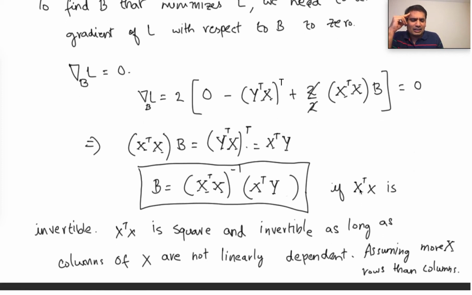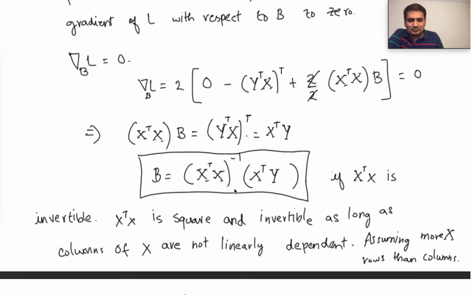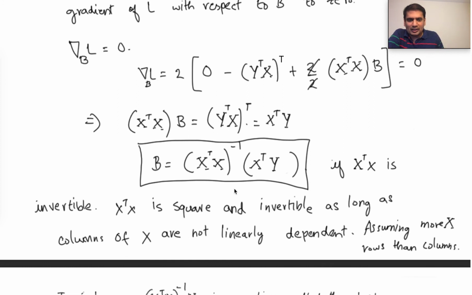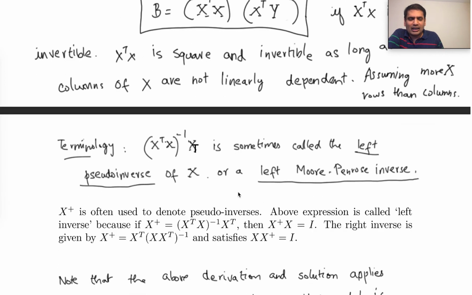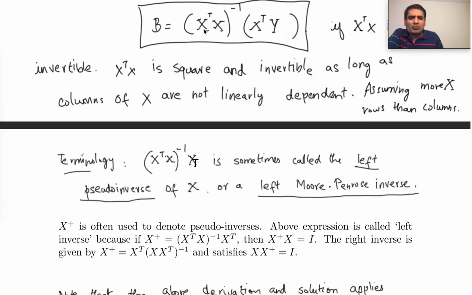And it turns out that x transpose x is a square matrix, whatever size or shape x is, and it will be invertible as long as the columns of x are linearly independent. And this formula assumes that x has more rows than columns. Okay, in other words, more data points than there are inputs. Okay, just a brief note. We are pre-multiplying this y quantity with this quantity. This quantity is sometimes called the left pseudo-inverse of x, or left Moore-Penrose inverse of x.